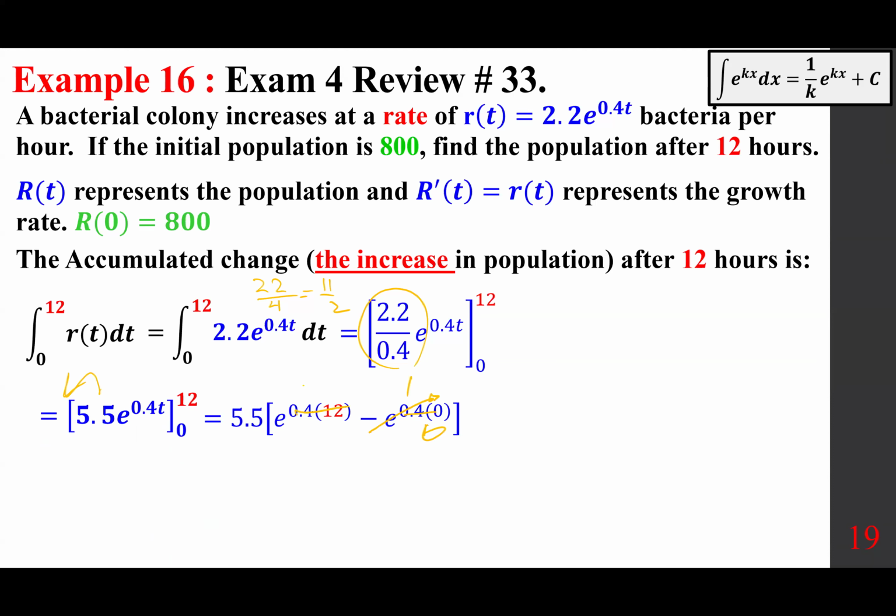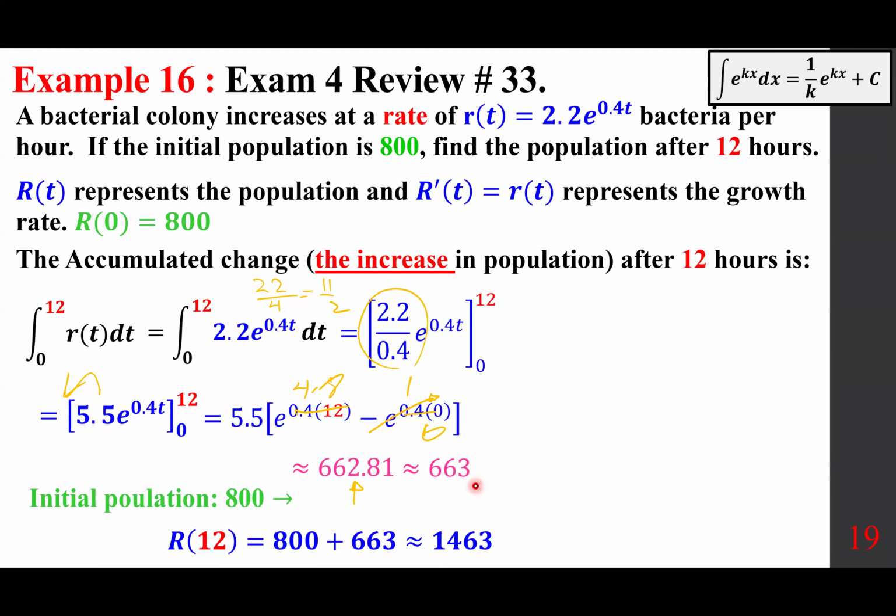And this is 4.8. So you have to put it into the calculator, and we go with a couple of decimals because this represents the number of bacteria. We're going to round it to the nearest whole number, and because next to it is number 8, it goes up to 663. Now the initial population is 800, so we need to add them up. This represents the amount of increase. This represents the total population after 12 hours.